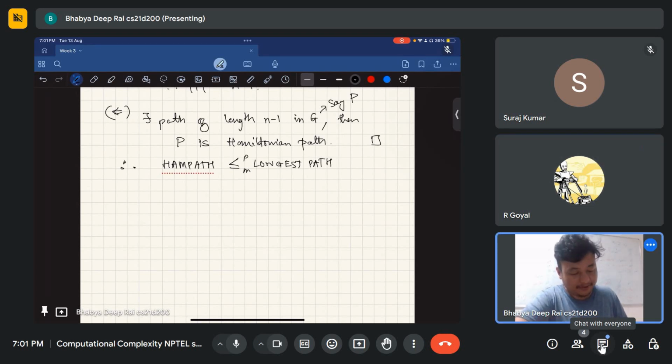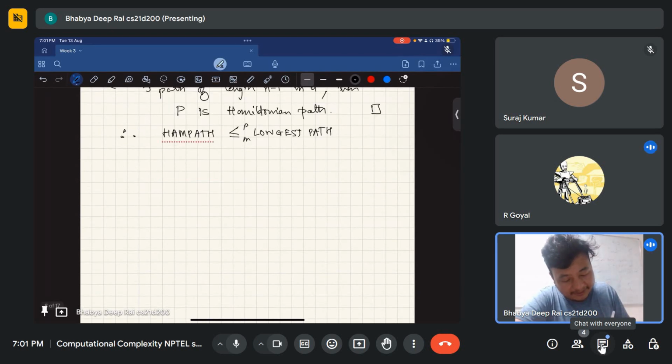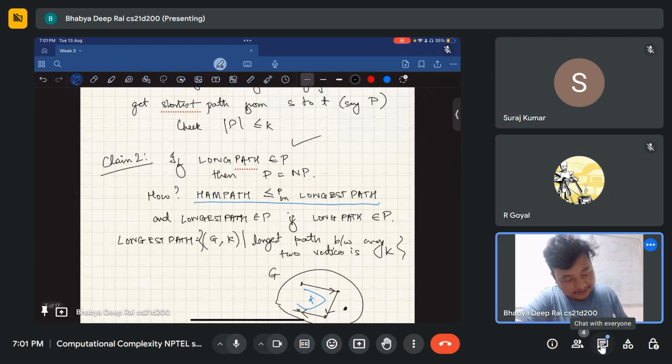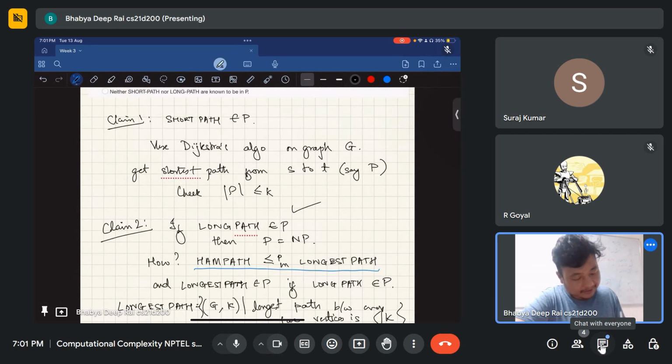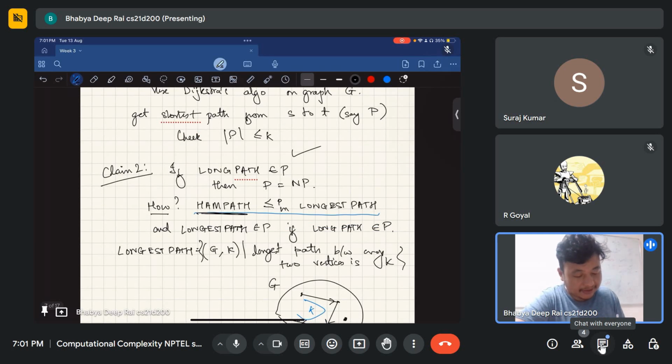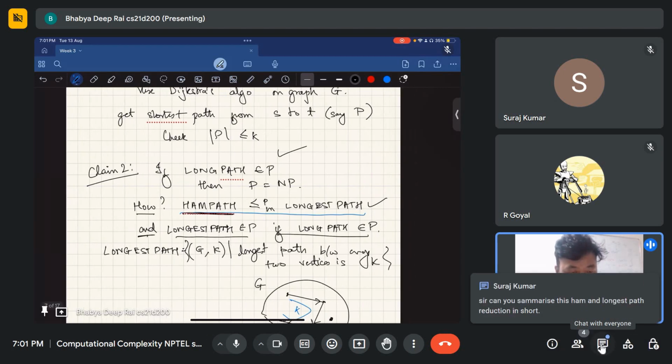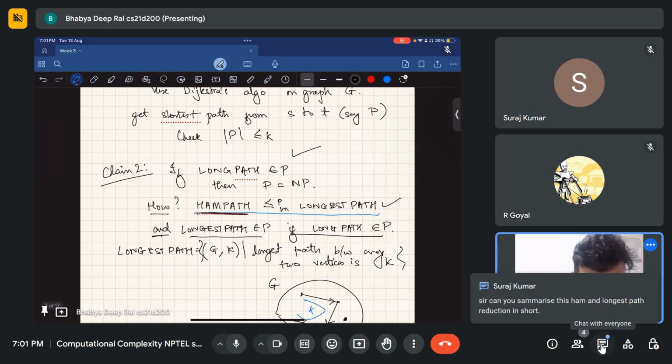Yes. Nice. Okay, good. Now my claim 2, I had two claims, right? Claim 1 is that short path is in P. Claim 2 is that if long path is in P, then P is equal to NP. And how? Because Ham path many-one reduces to long path. Actually, this is not correct. Okay, yes, this is correct. Ham path, this we've shown, and longest path is in P if long path is in P. This is my actual claim 2. So can you summarize this Ham and long path reduction in short? Sure, I'll do that.